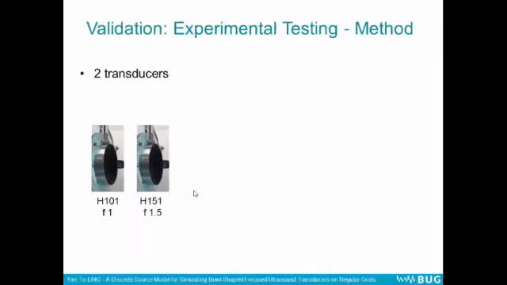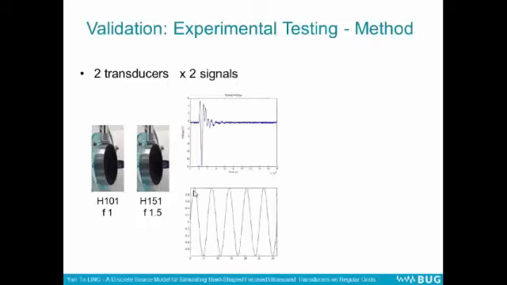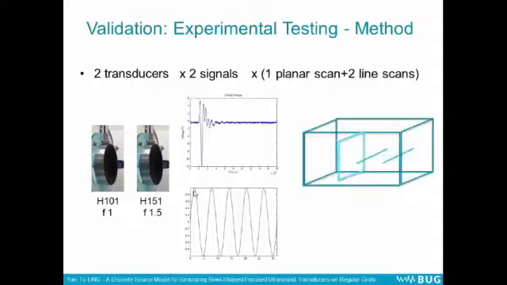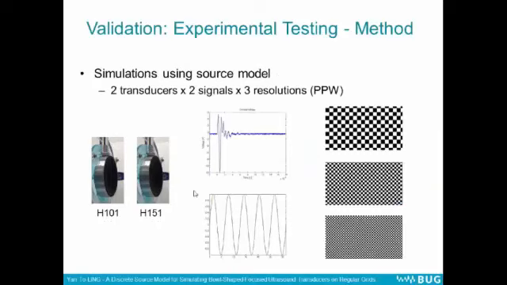So we did the experiment with two transducers, H101 and H151, both from Sonic Concepts, and they have the same diameter with different focal length. We used two signals. One is a burst, and one is a continuous wave. And for each of these sets, we did one planar scan and two line scans. And for the planar scan, we used the data to project to the whole field to obtain the 3D pressure field. For simulations, we used the same transducers and signals, and we did it with 3 resolutions.